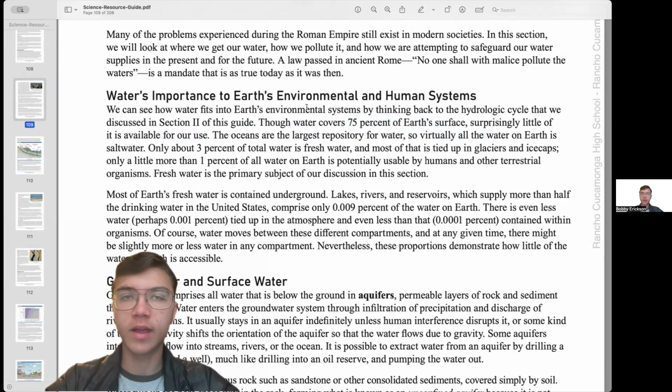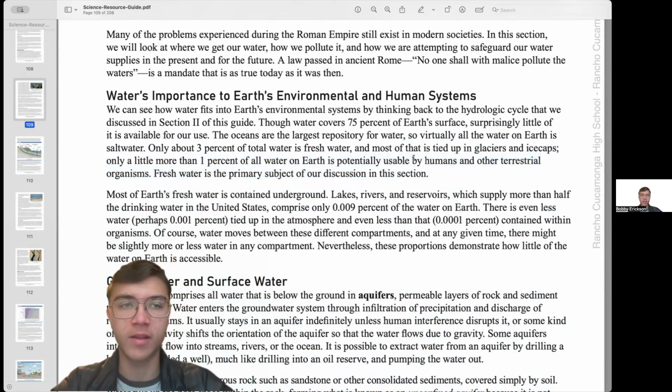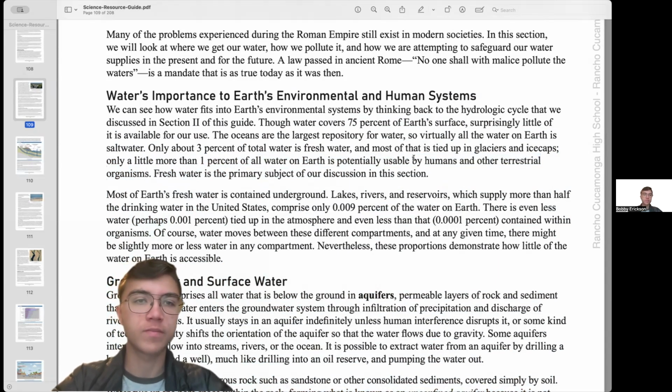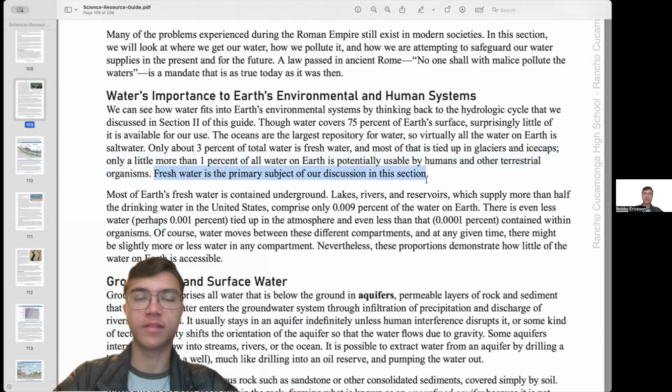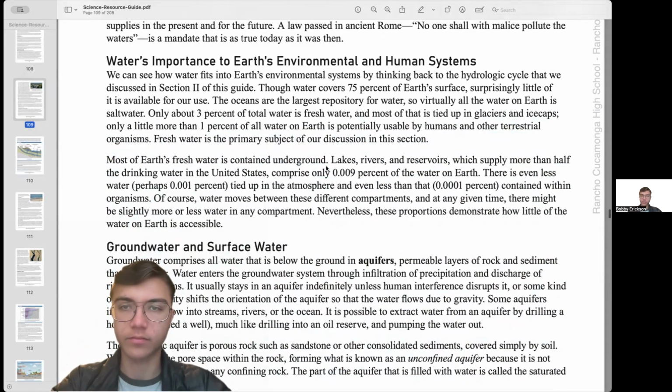If we look at all the Earth's water, only 3% is fresh water, and a lot of that is in glaciers and ice caps. So a little bit more than 1% of all the water is actually potentially able to be used by humans or other animals. And then we are going to begin discussing freshwater, even though it only makes up a tiny bit, like 1% of all water. So, where do we get our water?